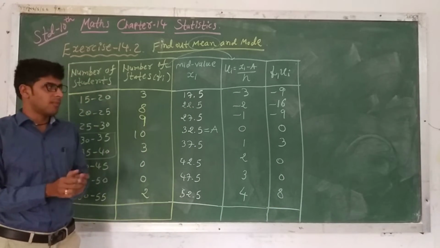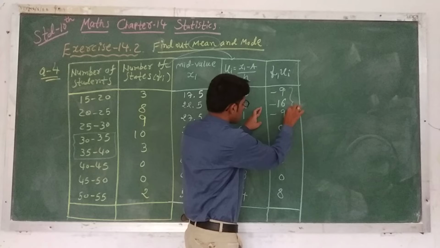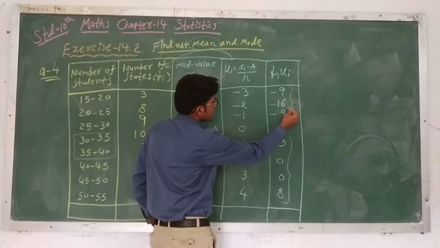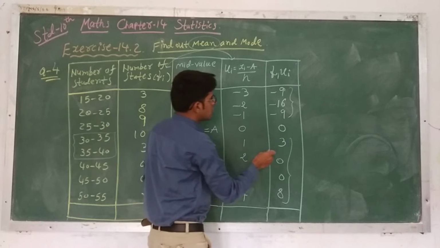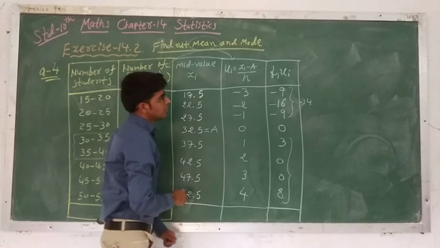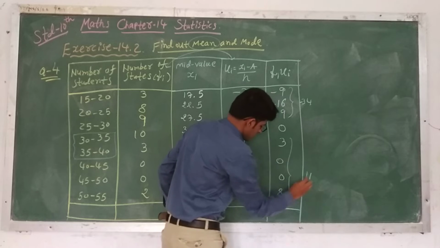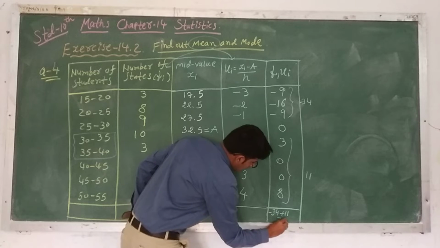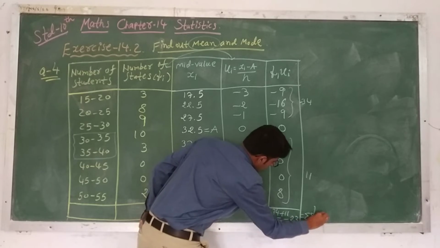For finding sigma fi ui, we have to find individual sums. First of all, we add the negative numbers, then add the positive numbers, and then subtract. So 9 plus 9 is 18, 18 plus 16 is 34, 34 plus 9... so minus 34. Here 3 plus 8 is 11. So minus 34 plus 11 is equal to minus 23, which is sigma fi ui.